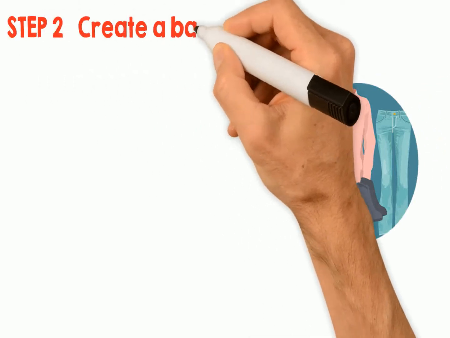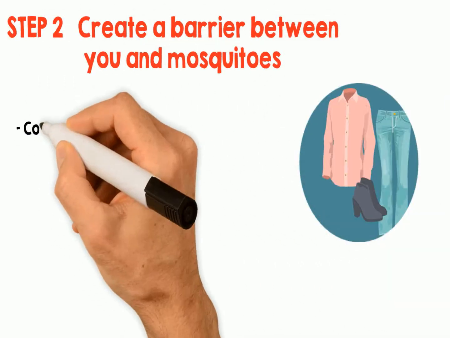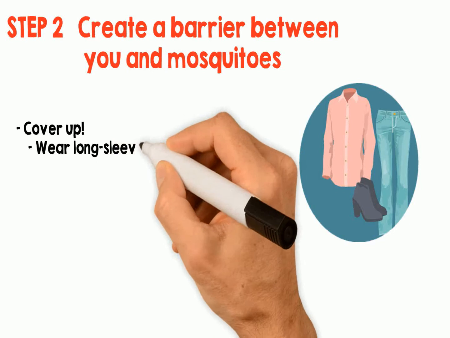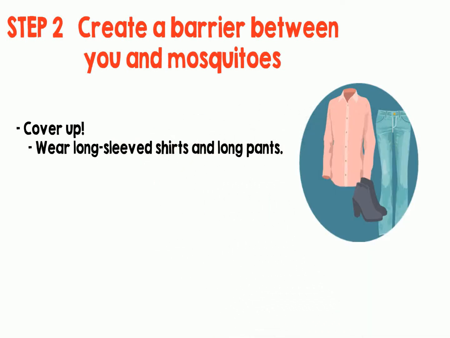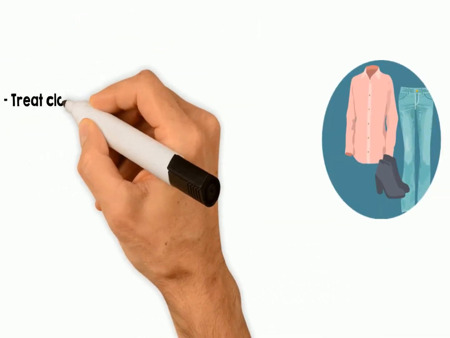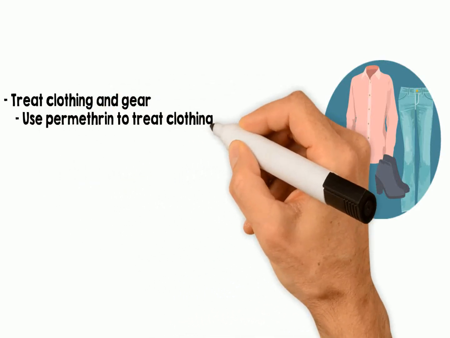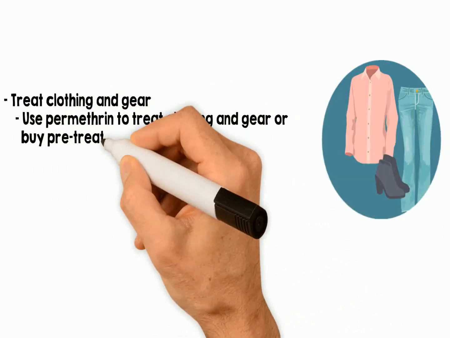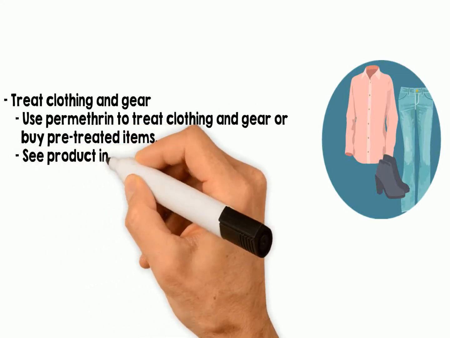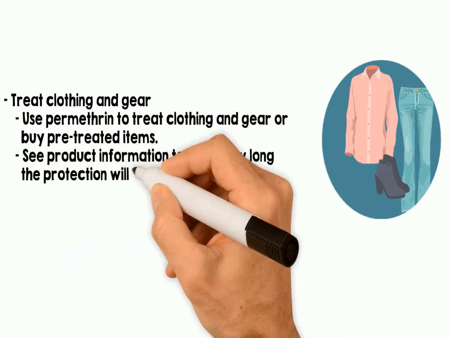Step 2. Create a barrier between you and mosquitoes. Cover up. Wear long-sleeve shirts and long pants. Treat clothing and gear. Use permethrin to treat clothing and gear or buy pre-treated items. See product information to learn how long the protection will last. Do not use permethrin products directly on skin.